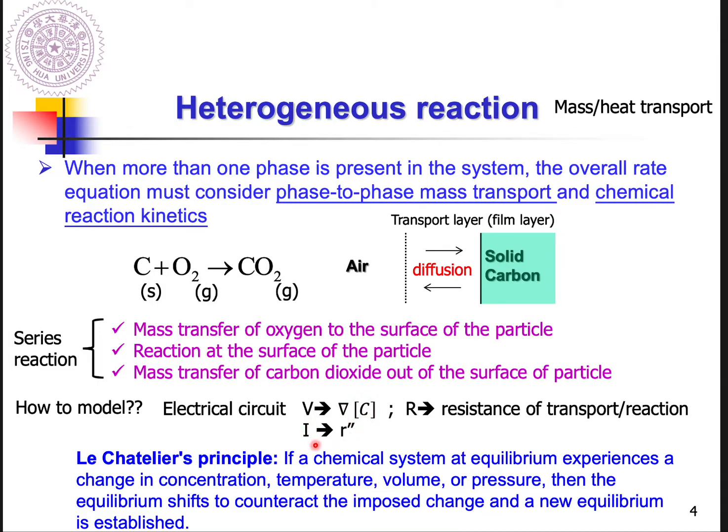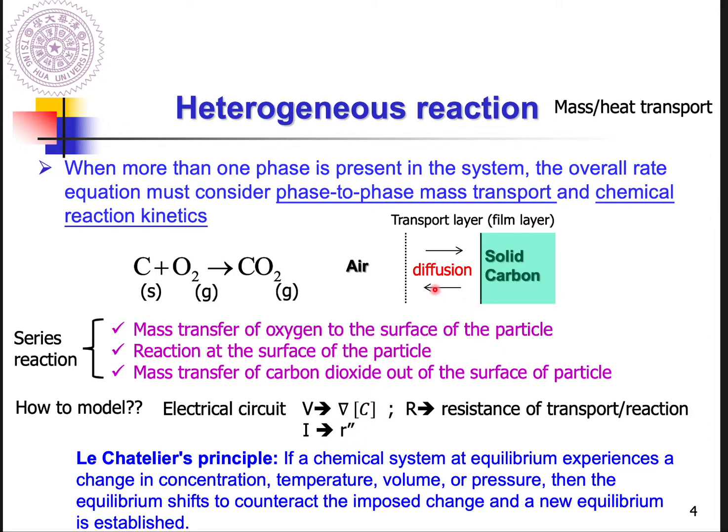And what's this I, right? It is the current passing through the circuit. So what parameter is similar to the current passing through this heterogeneous reaction?